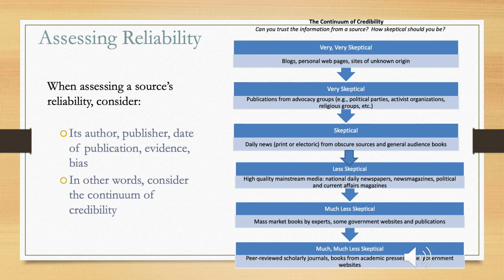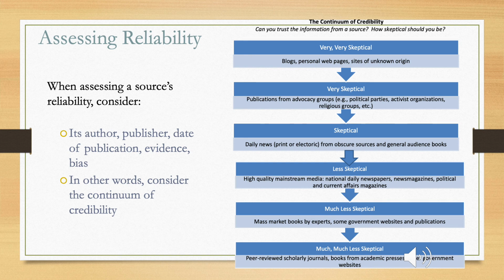So, what you want to consider and what you can see in this image here is the continuum of credibility. At the top we have things like blogs and personal web pages, and you should be pretty skeptical of these things in terms of their reliability, because it's usually one person's opinion. They usually don't list their sources.